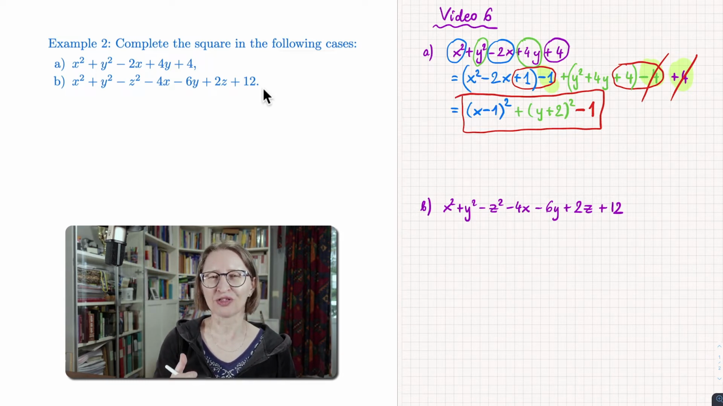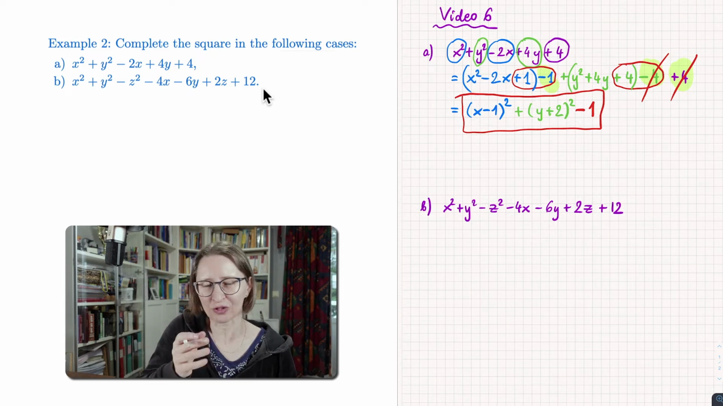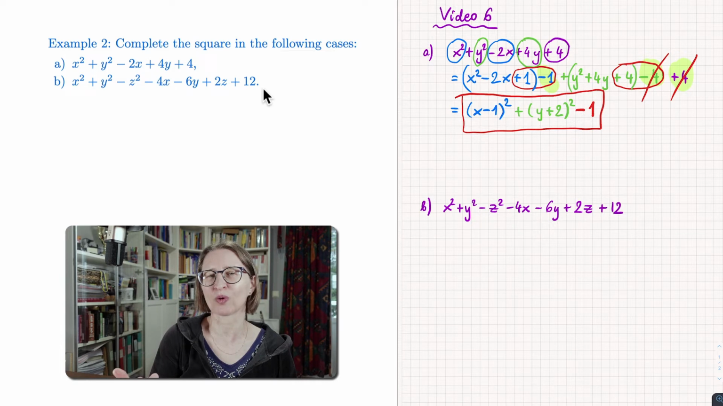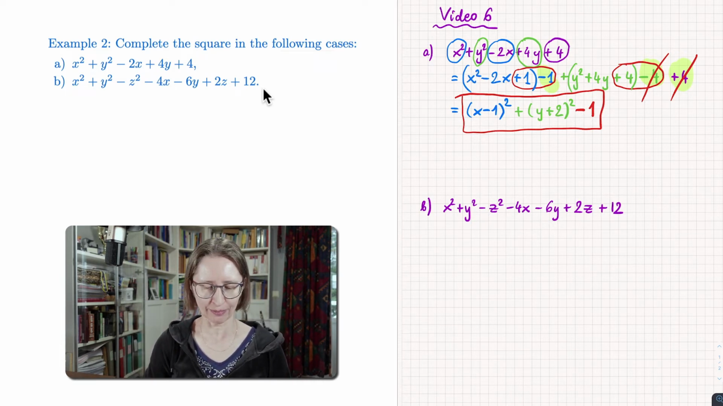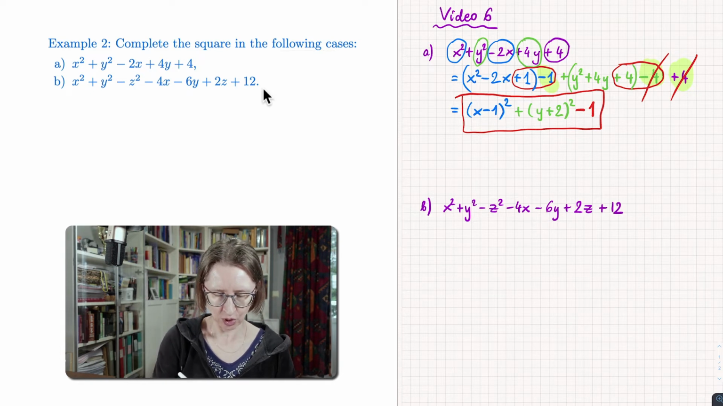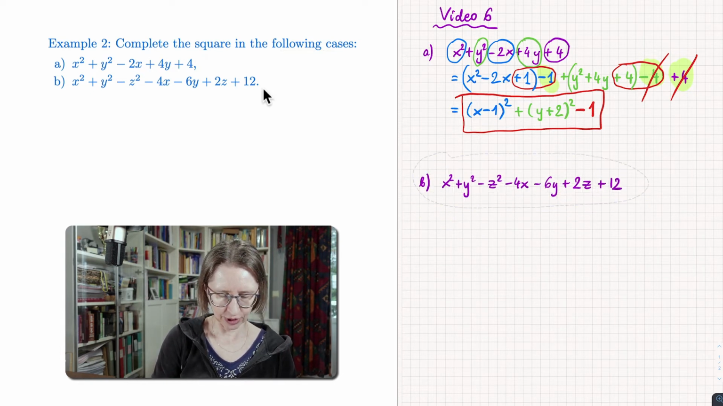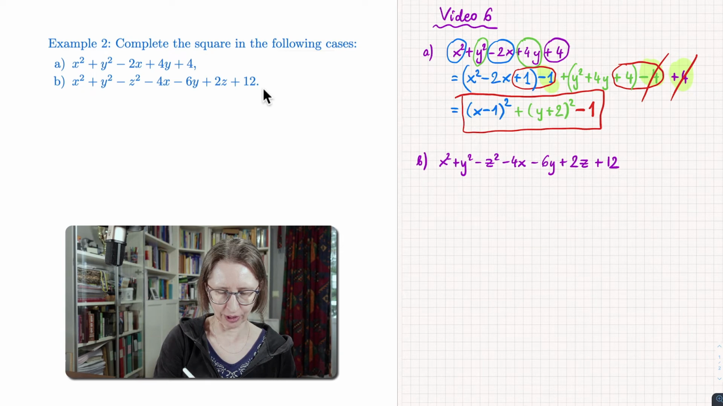Now I got this expression, x minus 1 all squared plus y plus 2 all squared and minus 1. So minus 1 is just this constant behind my 2 perfect squares. Okay, so now I can proceed to the second problem.